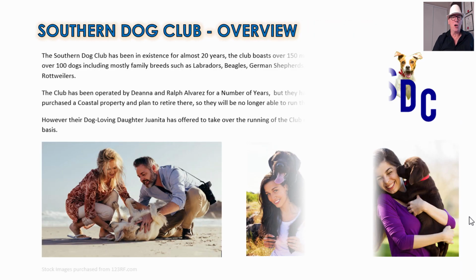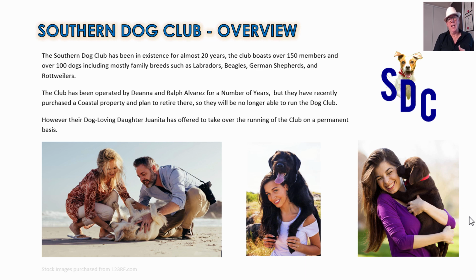All right, so the Southern Dog Club has been in existence for 20 years and it's got over 150 members and over 100 dogs, mainly family breeds, Labradors, Beagles, Cocker Spaniels, Golden Retrievers, those sort of dogs. Now, Deanna and Ralph, who are pictured here, are getting ready to retire at a beach house which they've bought, so they can't run this dog club anymore, but their daughter, Deanna Alvarez, is really dog crazy, and she's got more than one dog too, and she's going to take over running the club on a permanent basis.